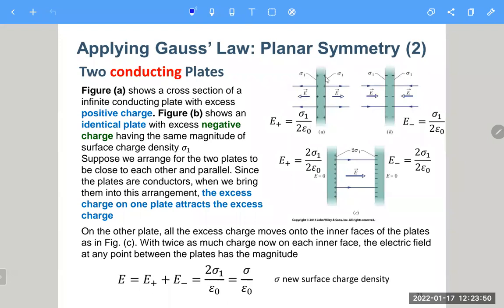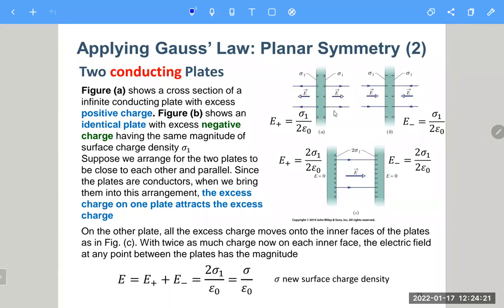So for this one, we have a positive plate, and even though it's thin, we can imagine there are two faces, the left face and the right face. So it should generate the E field to be sigma 1 over 2 epsilon naught. For the left part, the E field points to the left side. For the right part, the E field points to the right side.